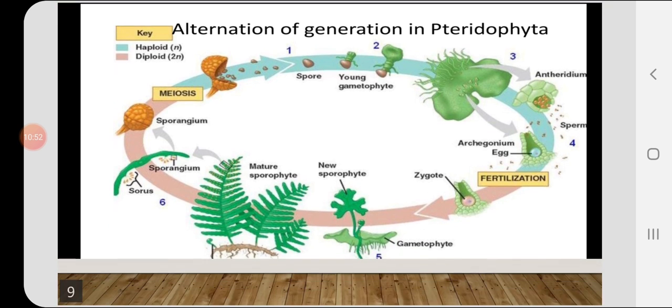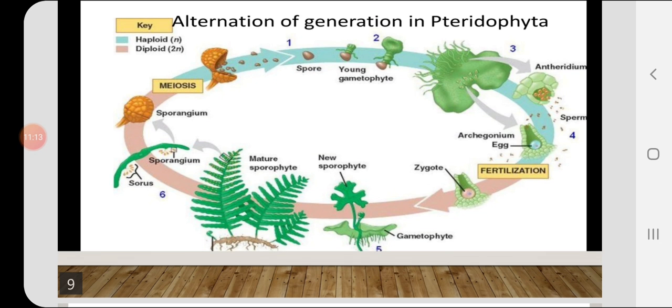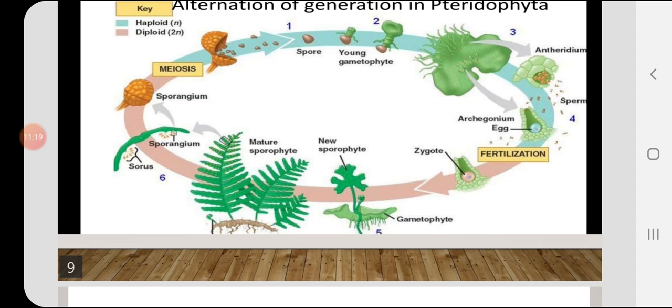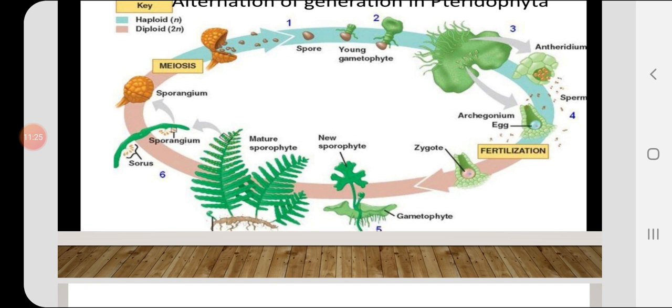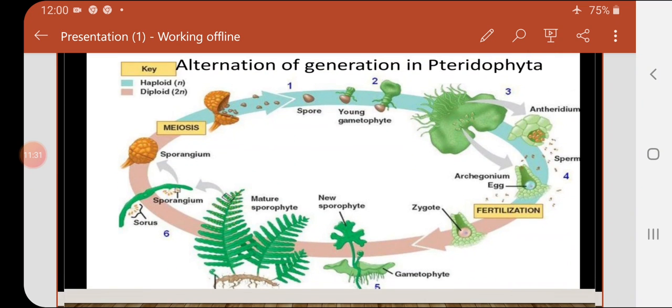See here, this is the diagram for alternation of generation in pteridophytes. Alternation of generation means one time it shows the sporophytic generation, the next time the gametophytic generation. The gametophytic generation produces gametes and the sporophytic generation produces spores. From the sporophyte you can see a sporangium, meiosis and spores. From these spores come young gametophytes, then antheridia and sperm.